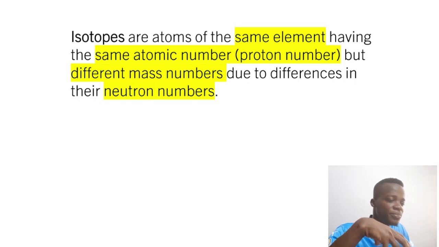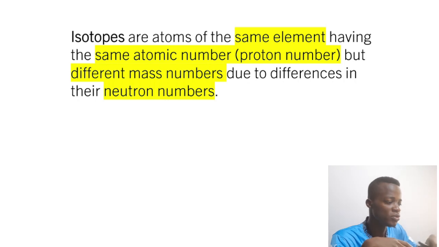So they are atoms of the same element. Element is the family name, and if you enter that family house, you'll be able to see atoms inside. So they are all atoms of the same element, having the same atomic number or proton number, but different mass numbers due to differences in their neutron numbers.